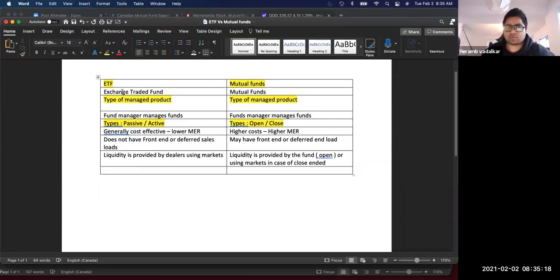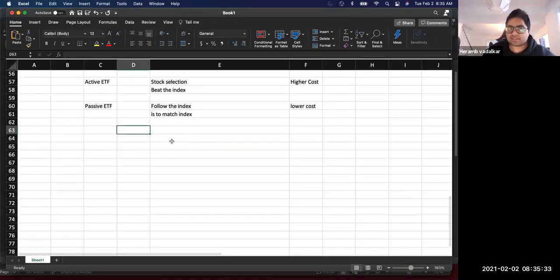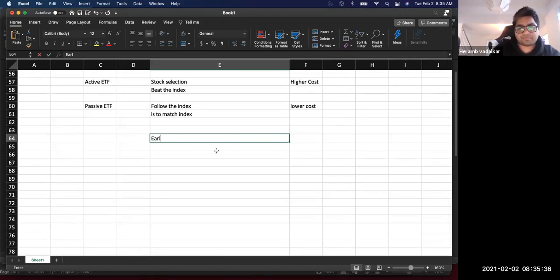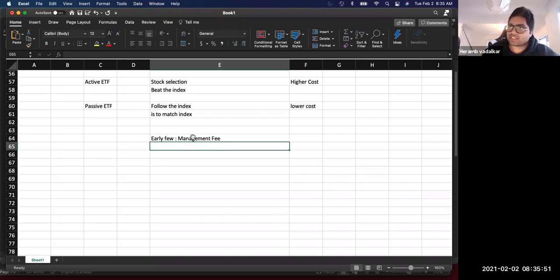Now, what is the difference between ETF and mutual fund? ETFs generally have a lower cost structure, so they have a lower MER. Now, what is MER? I'll explain it to you. Most managed products charge a yearly fee that is called the management fee. Management fee along with some other fees is expressed in a mutual fund as an MER.